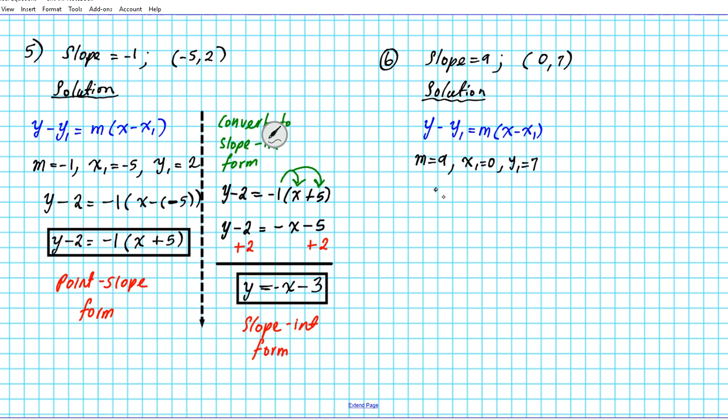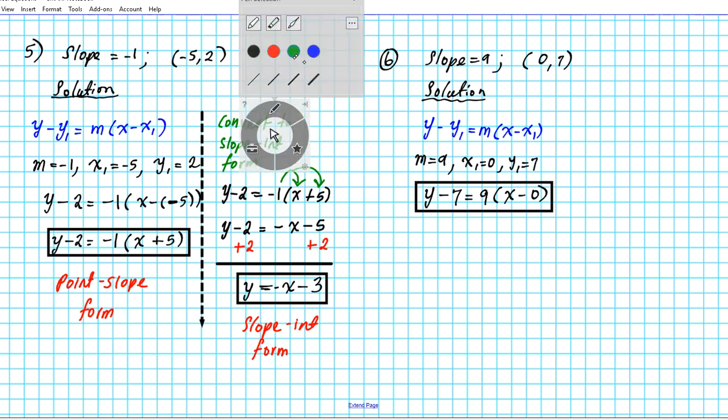If we do that, we're going to get y minus y1, which is y minus 7, is equal to m, which is 9, times x minus x1, which is 0. Alrighty. If you look at this form right here, you notice that we do not have any product of signs. So this is the point slope form of the equation of the line with this given information. So let's write it down. This is the point slope form.